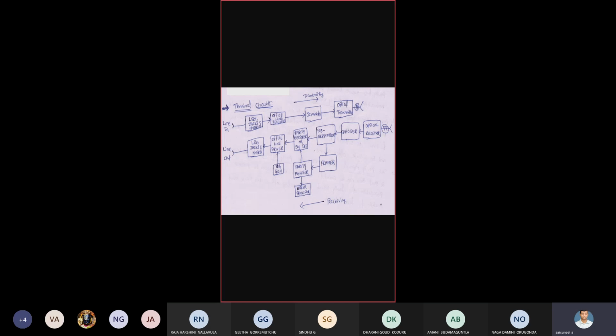Exact bit period: for each bit, how much time period is required. Suppose we are talking about milliseconds, we have to specify that each bit is generated in 1 millisecond only. The scrambler stage is used to permit clock extraction from the data. That is used for scrambling.